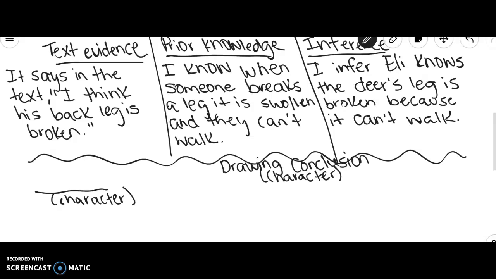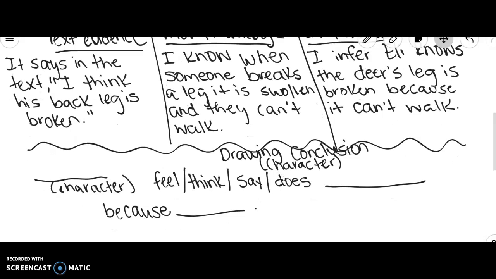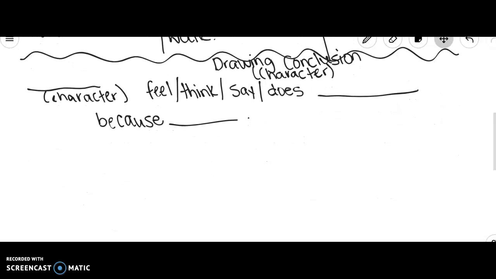And we begin with the character. So the character is either going to feel something, think something, say something, or do something. And then we tell what they feel, think, say, or do. And we always have to give an explanation, so we use the word because. So here is our sentence stem. I'm going to slide this up some more. I will bring back the inference for reference.